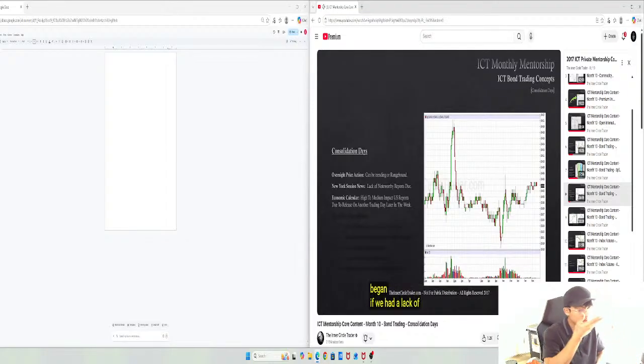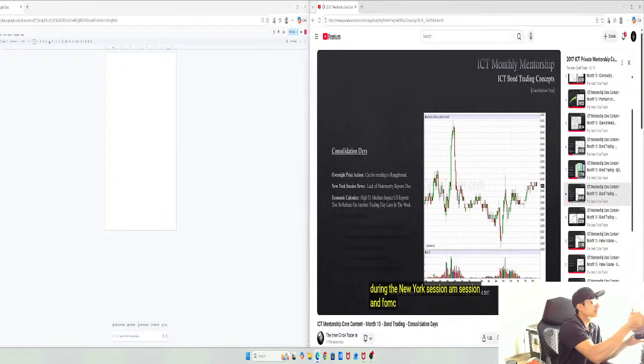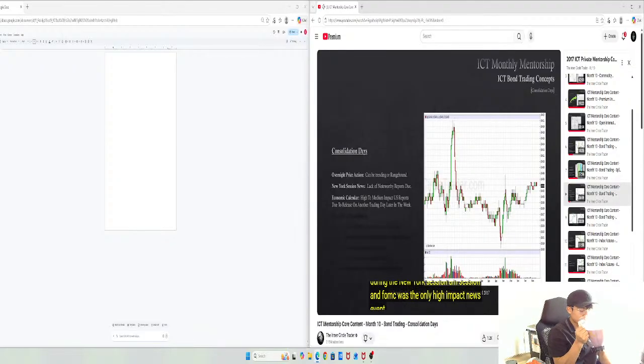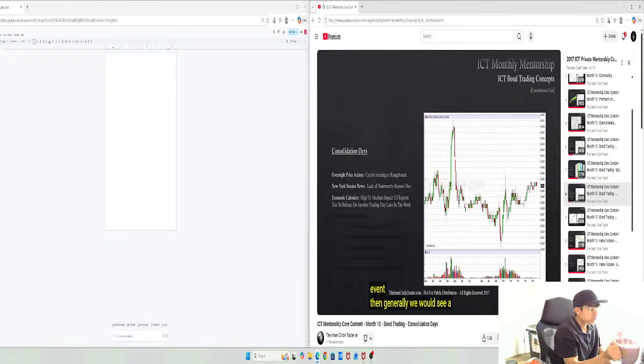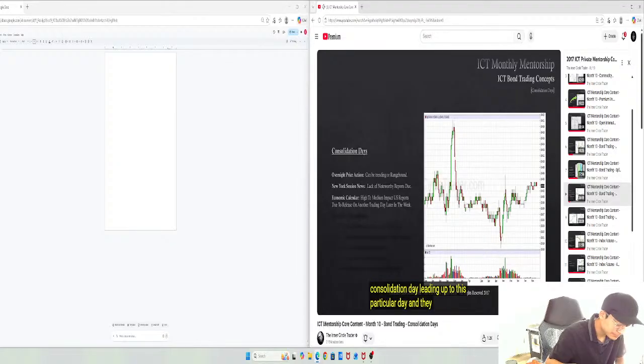If we had a lack of high impact news during the New York AM session, and FOMC was the only high impact news event, then generally we would see a consolidation day leading up to this particular day, and it would carry over into the morning session, and then we'd see a vault in volatility in the latter portion of the day, or the PM session.